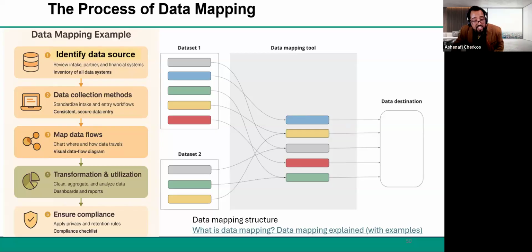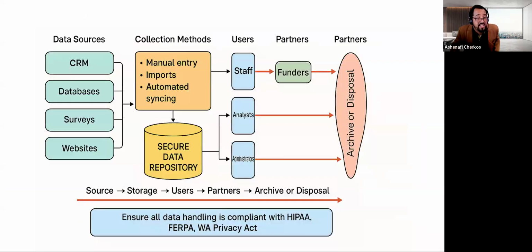Finally, it is essential to ensure compliance by making sure every step aligns with privacy and security laws like HIPAA, the Washington Privacy Act, or FERPA. These processes help organizations protect sensitive data and improve efficiency across their programs. So these are five very important steps, and let's see them when they are actually applied to an organization. I created an ideal, hypothetical organization, and I tried to create a data mapping for that organization.